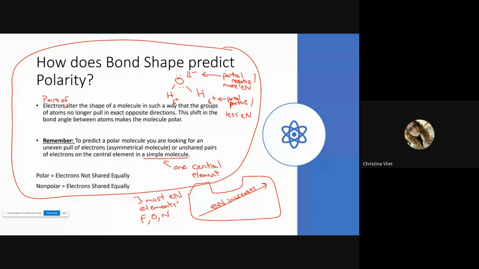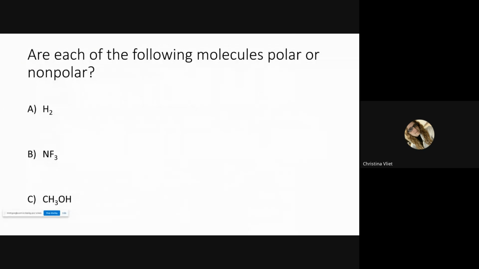All right, so let's go ahead and continue at this point. Go ahead and write these down in your notes and see if you remember. It's literally what we just did on the test last class. Are each of the following molecules polar or non-polar? Write these 3 down in your notes and see if you remember how to predict this.